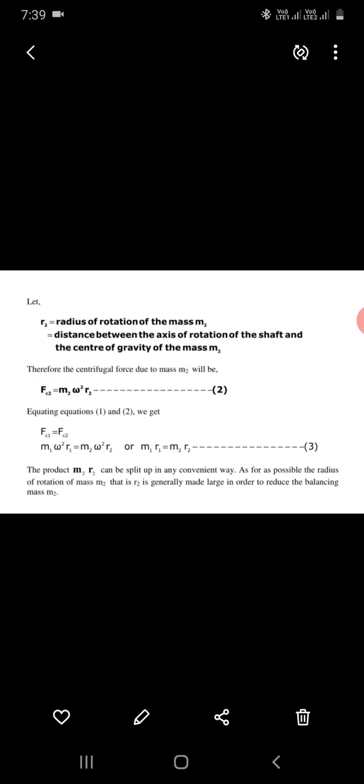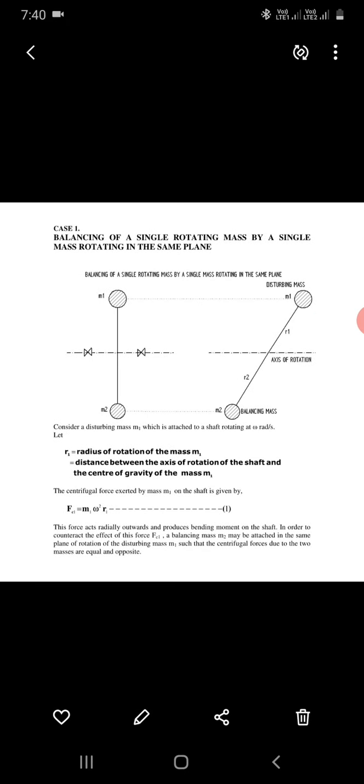That's equation number 3. The product m2 r2 can be split in any way. So either we can keep the mass bigger and the radius shorter, or the radius longer and the mass smaller. So this was about the first case of rotation. So simple one.